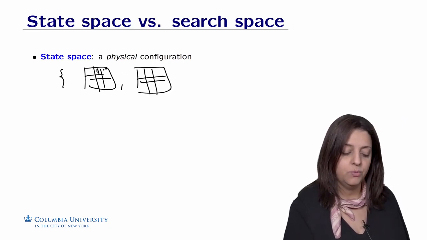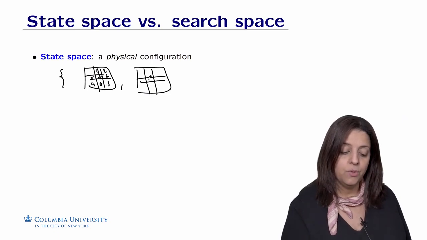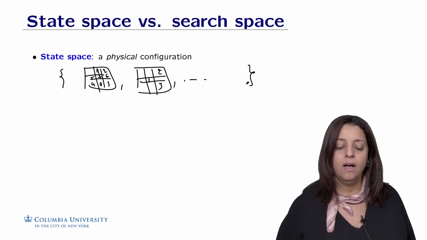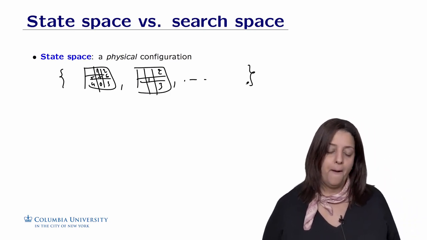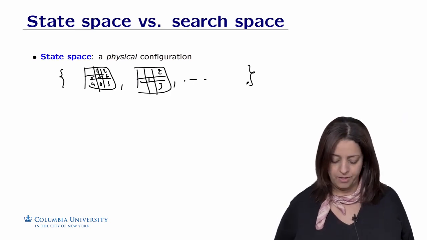So for example, you could start with 1, 2, 0, 3, 4, 5, 7, 1, 2, 3, 4, 5, 6. This could be one possibility. Another one could be where the 1 is here, the 2 is here, the 3, etc. So all possible configurations of your problem constitute the physical configuration and constitute the state space of the problem.